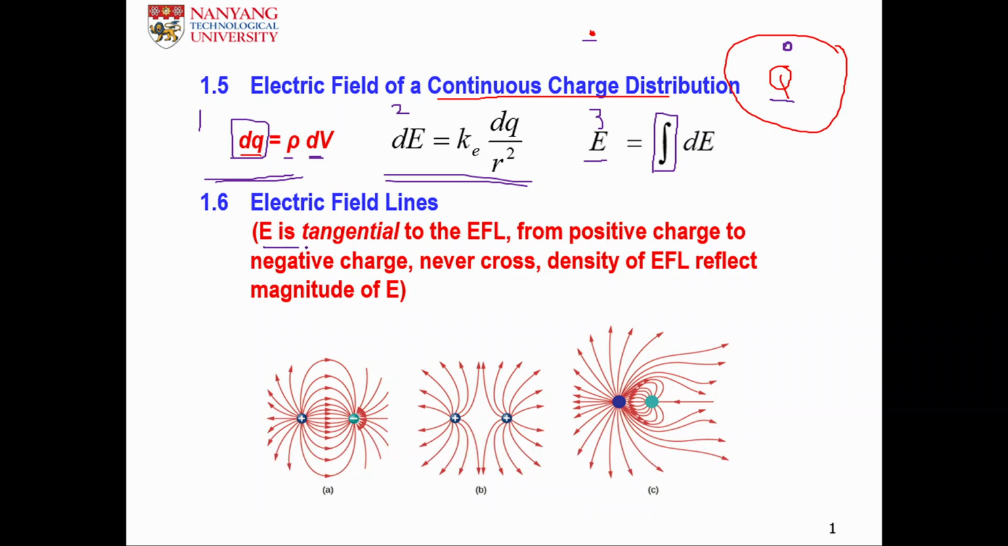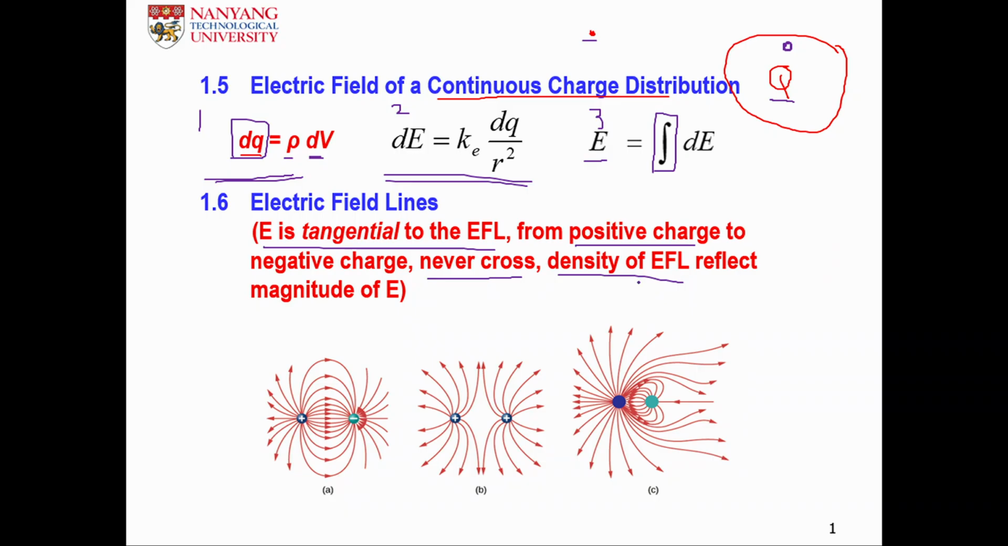The first one: at any point, E is tangential to the electrical field line, and it always starts from positive charge and goes to negative charge. There can never be two electrical field lines crossing each other. Finally, the density of electrical field lines should reflect the magnitude of electrical field E. Meaning if you have more electrical field lines within a given area, the intensity or magnitude of the electrical field E is higher in that area.